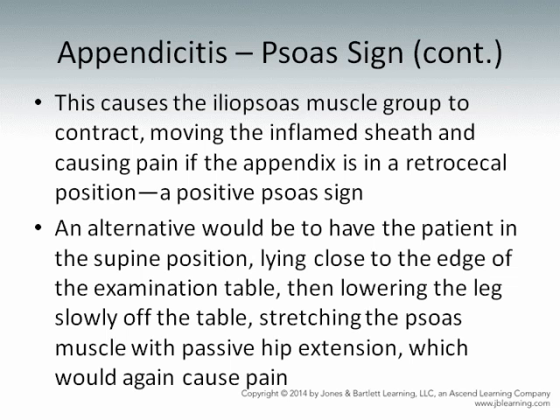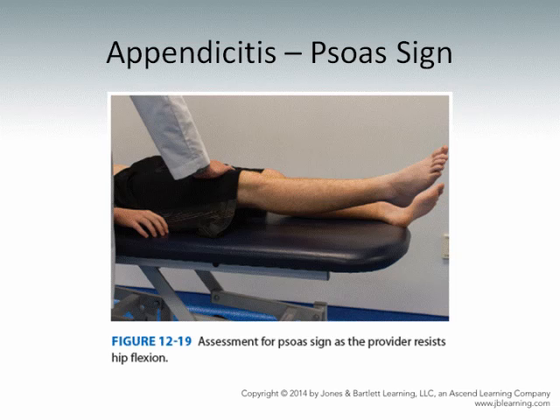An alternative would be to have the patient in supine position lying close to the edge of the exam table, and you can lower the leg slowly off the table, stretching the psoas muscle with passive hip extension, which would also cause pain if there was an appendicitis. And this is just a picture of the demonstration of the psoas sign.